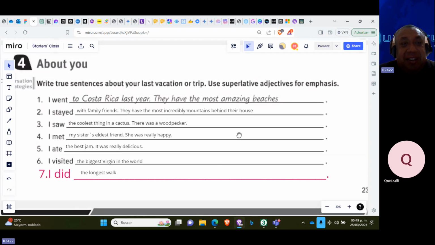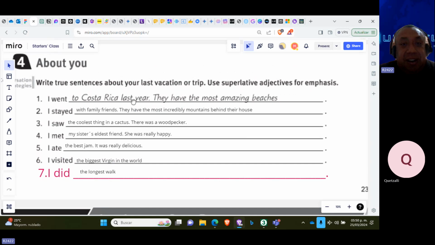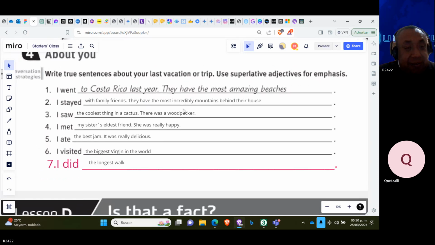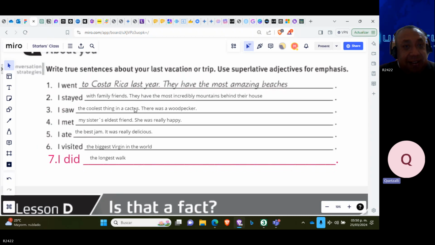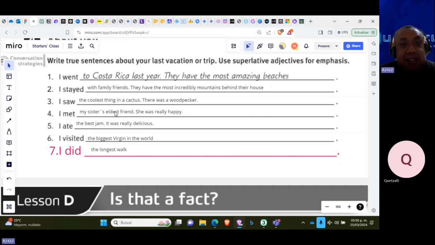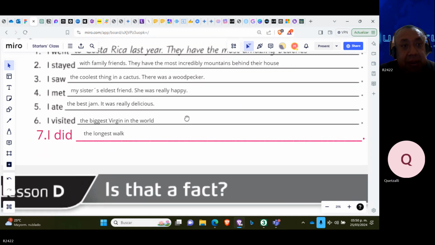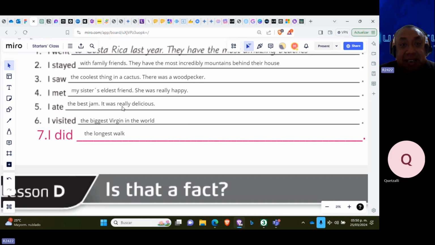Excellent. So let's read. Okay, it says, I went to Costa Rica last year. They have the most amazing beaches. I stayed with my family friends. They have the most incredible mountain behind their house. Good. I saw the coolest thing in a cactus. There was a woodpecker. Good. I met my sister's eldest friend. She was really happy. I ate the best jam. It was really delicious.